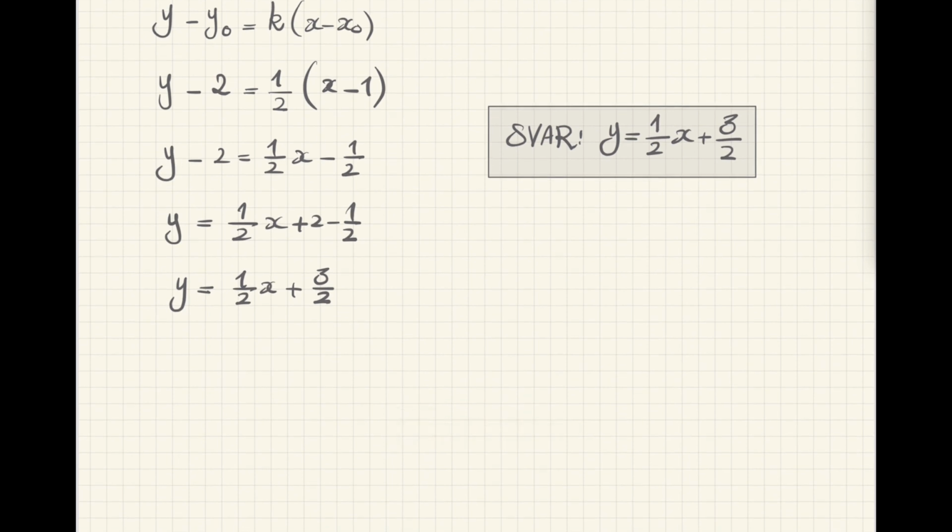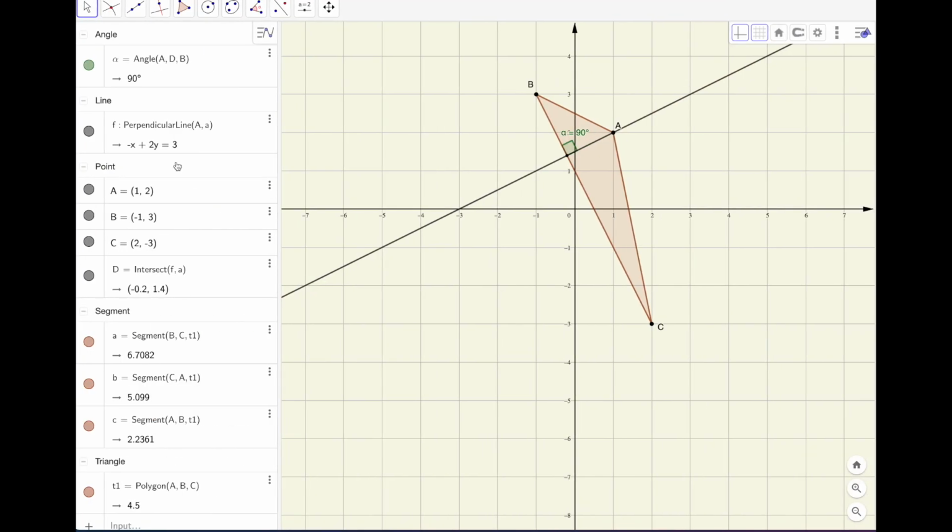If I want to make it exactly the way that GeoGebra did, let me change my color. I multiply everything here by 2 to get rid of those denominators. So it becomes 2y is equal to x plus 3. And then I move x to the left. It becomes minus x plus 2y equals 3. And that is exactly the answer GeoGebra actually provided for us, yes? Yes, minus x plus 2y equals 3.